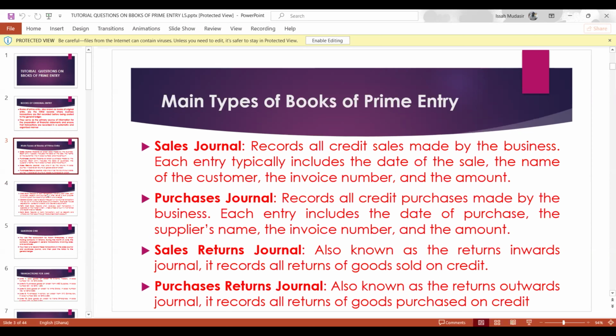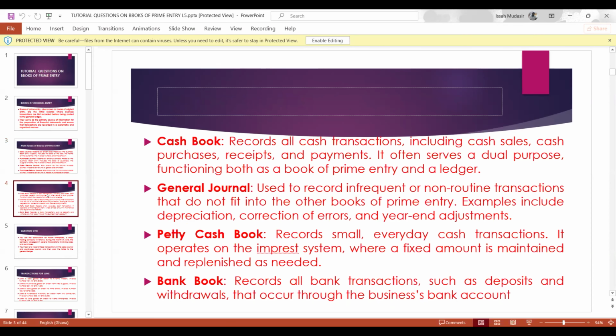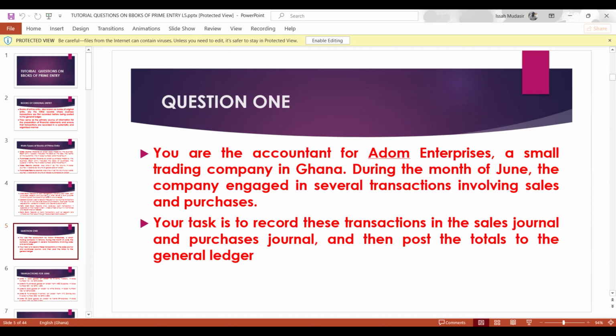One, sales journal. Two, purchases journal. Three, sales returns journal. Four, purchases return journal. Move on. Cash book, general journal, petty cash book, bank book. How many are there? Eight. It will come in the exams. So learn it and know it. Good. But we'll yet discuss a few of them.